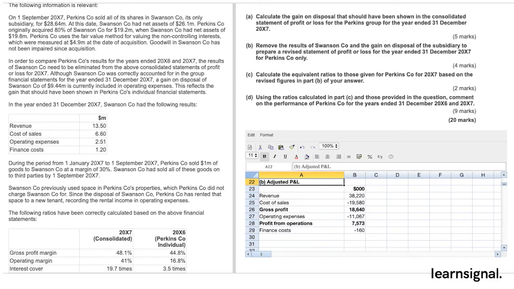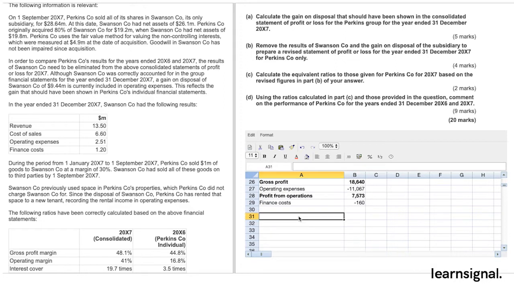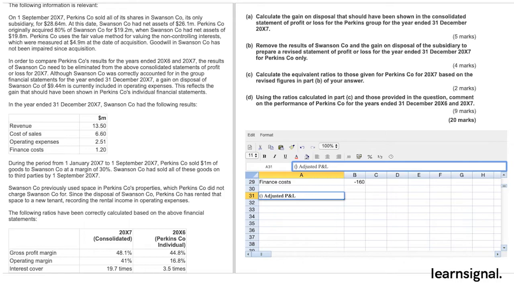Now we've copied down the heading again and we'll start off with part C. So here's your heading. And what's part C? Well, part C is to calculate what are called the equivalent ratios. In the question, you're given ratios for 20x7 consolidated, and you're given 20x6 for Perkins Company individual. So it's clear that what you have to do here is rework the same ratios, which are the gross profit, operating margin, and interest cover, for the new company based on the calculations you've made in previous parts.